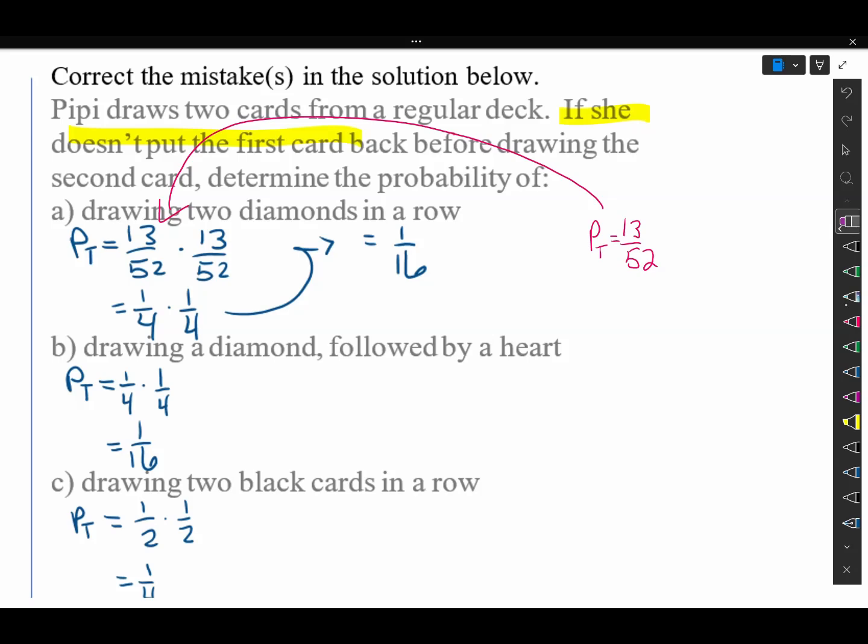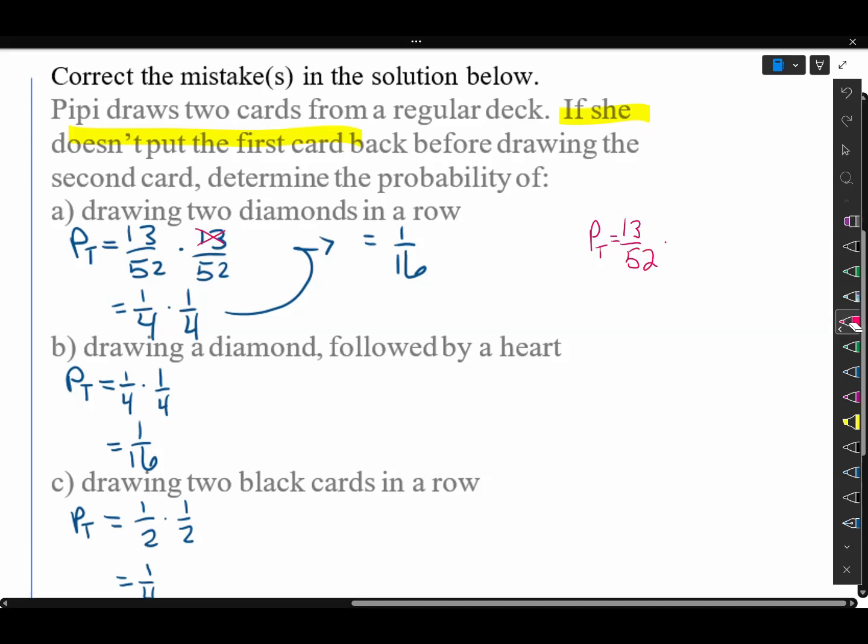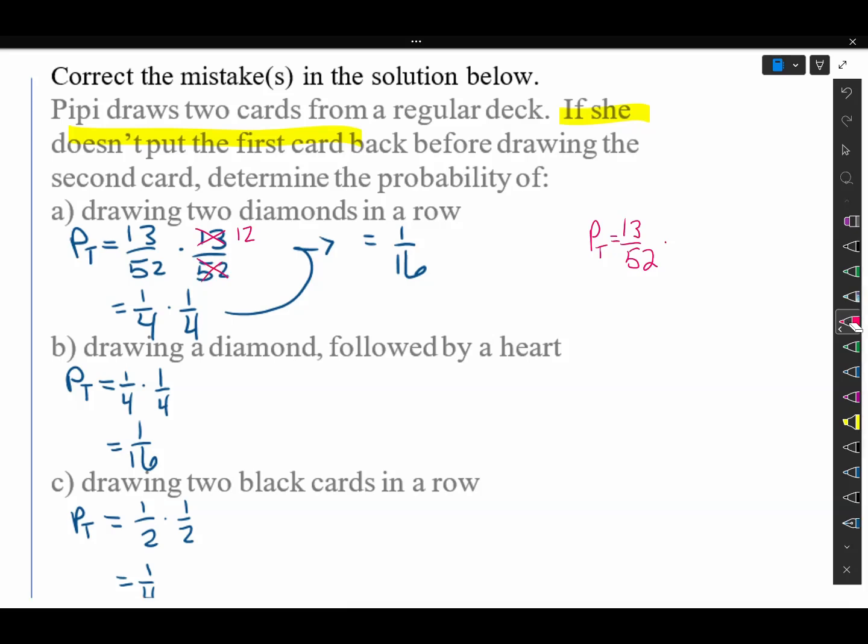Now, if we follow the same pattern that we learned before, the theoretical probability of it happening twice in a row, we just multiply the same number. The thing is here, she does not put the first card back. If she does not put the first card back, there are no longer 13 diamonds in the deck. Now there are only 12. There are no longer 52 cards in the deck of cards. There are now only 51.